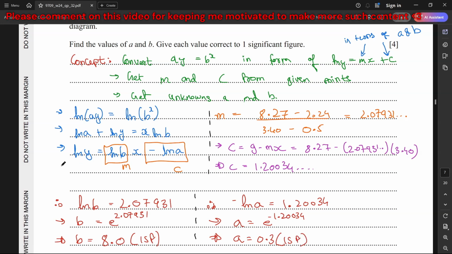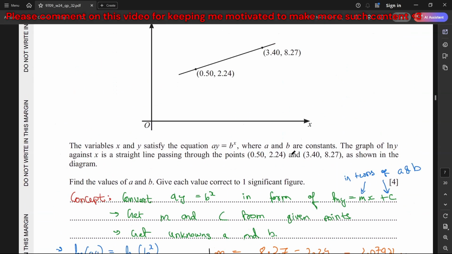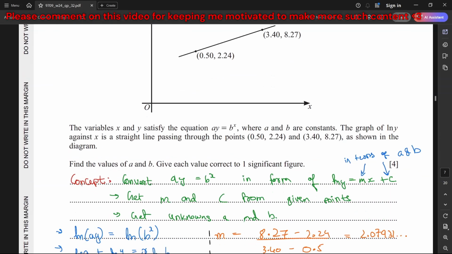So yes guys, if you are aware of this type of questions, these are very classical questions in logarithms. So just make sure you're having good practice with this and you're good to go.